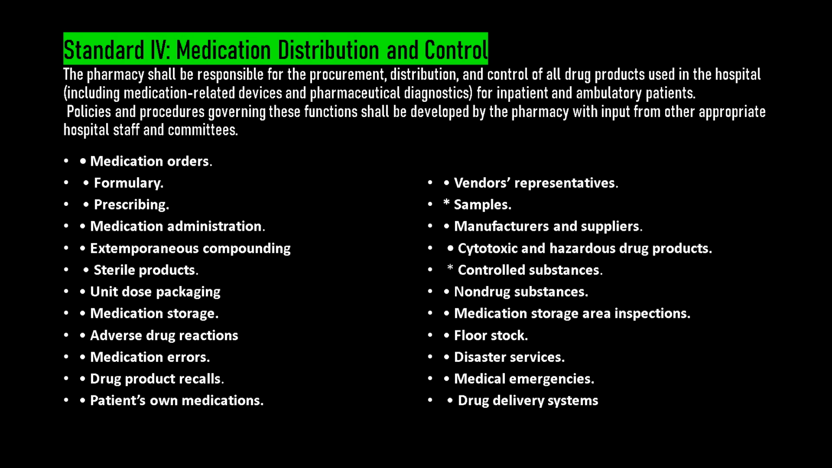And if you see the right side, some points, there is the vendor representative. There are written policies governing the activities of the representative of the vendor of the drugs. Where should I get these drugs? And samples. The use of medication samples shall be eliminated to the extent possible. Manufacture and supply. Criteria for selection of drug product manufacturers and suppliers should be established by the pharmacy, to ensure the high quality of drug products like cytotoxic and hazardous drug products.